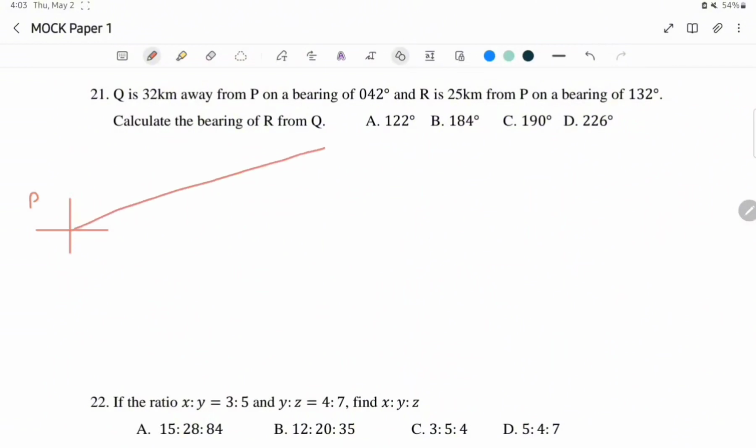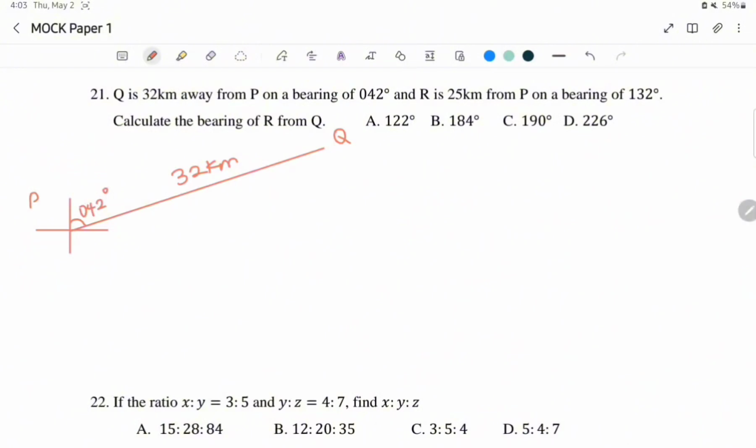So say this is point Q and this is 42 degrees. The distance is 32 kilometers. R is 25 kilometers from P. So at this same point P, we have to sketch 132 degrees.